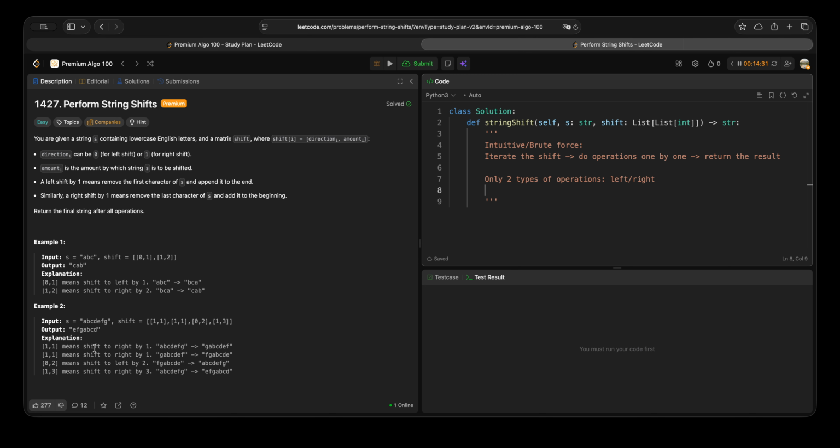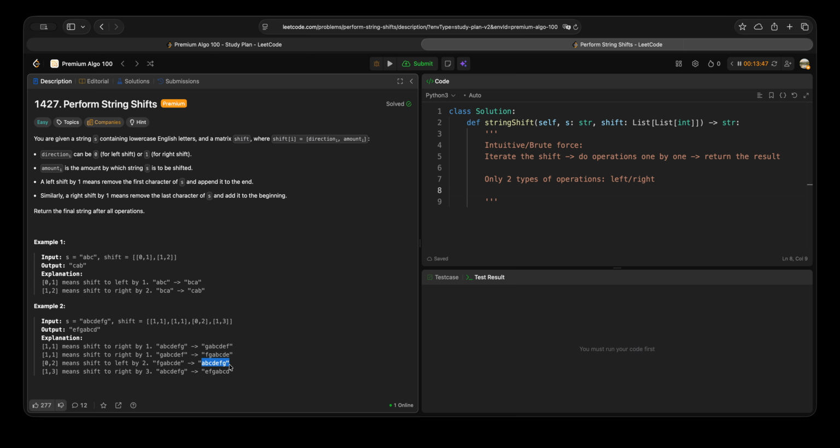Notice example two is actually a brilliant example. The first two, [1,1] and [1,1], are one right shift followed by another right shift, which results in this. The following operation is a left shift by 2, which makes it the original string, the same as the input string. So that means left shift and right shift are kind of reversible operations.